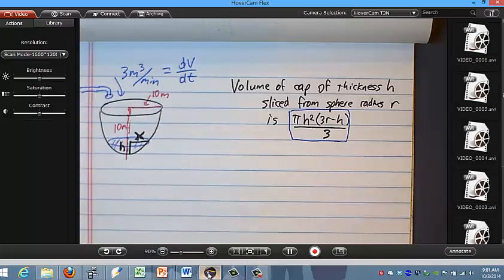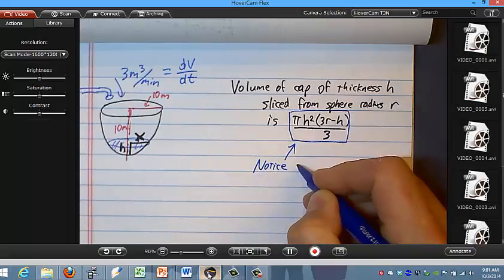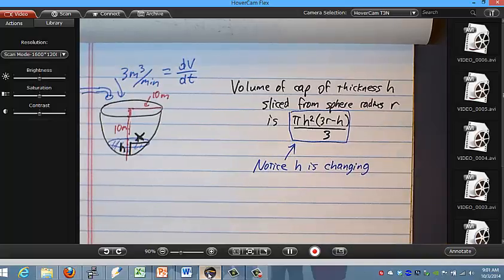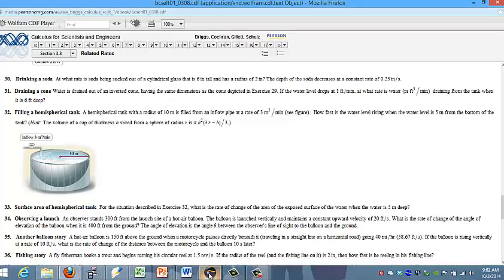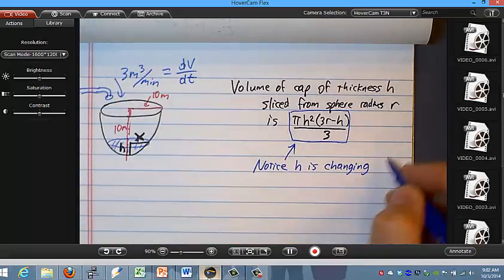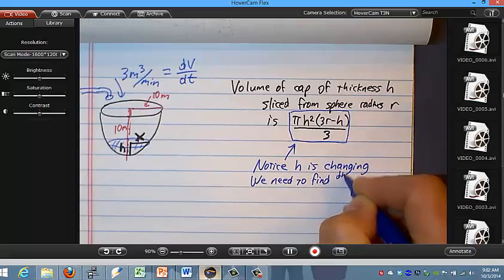Now, the volume of the water is this, right? I have this formula, but I want you to notice something. Notice H is changing. Correct? And actually, I think what they want me to find is dH dt. Is that right? Let me just double check that. It says, yeah, look at the question. How fast is the water level rising? Right? That's dH dt. Right? So really what we're supposed to do is find dH dt.